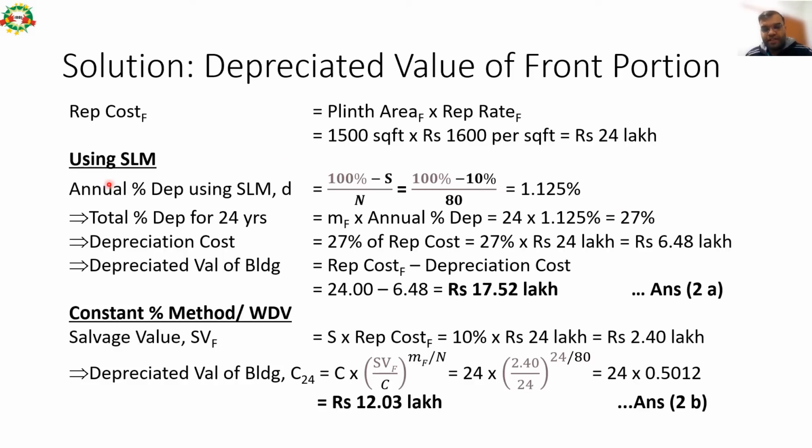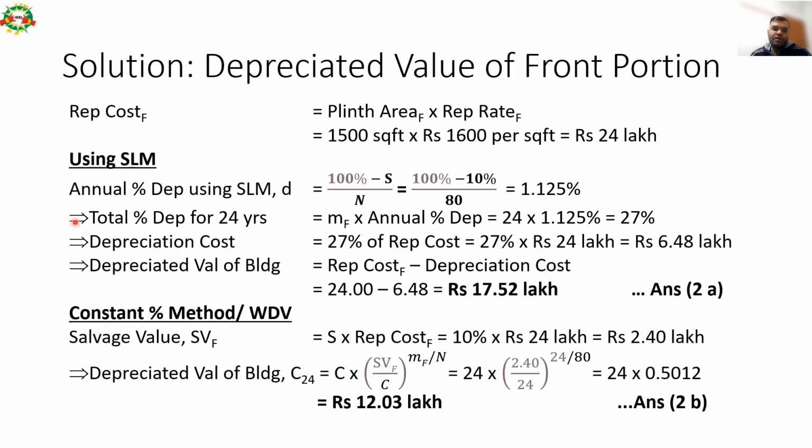Using the SLM method, the annual depreciation, as we calculated in the last slide, is equal to 1.125%, which is 100% minus salvage divided by total life. Now in this case, the present age of the front portion is 24 years. So we will multiply this annual depreciation by 24 years of age to arrive at the cumulative depreciation for 24 years, which is 24 years multiplied by 1.125% per year. It is equal to 27%, the cumulative depreciation for 24 years of the front portion.